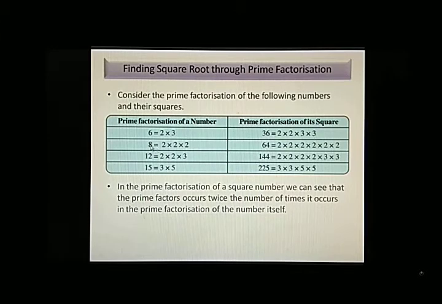Similarly in the case of 8, 2 was repeated 3 times. Here it becomes how many times? 1, 2, 3, 4, 5, 6. So whenever we do the prime factorization of a number and then of its square, we will see that in the square's prime factorization, the number of times each factor occurs becomes double. Clear? Whatever factors were there in the prime factorization of the number, the same factors would be there in the prime factorization of its square as well, but they will occur twice. It will occur double. Clear?